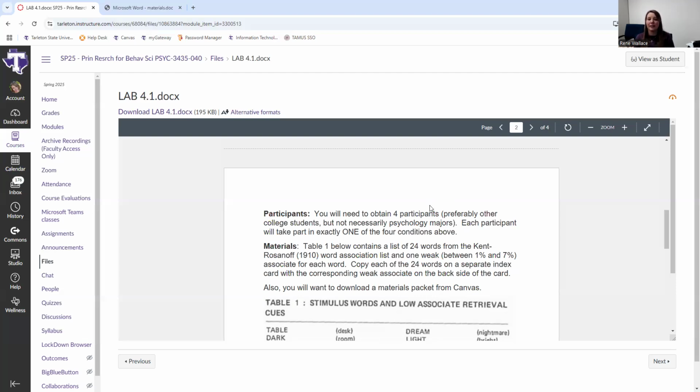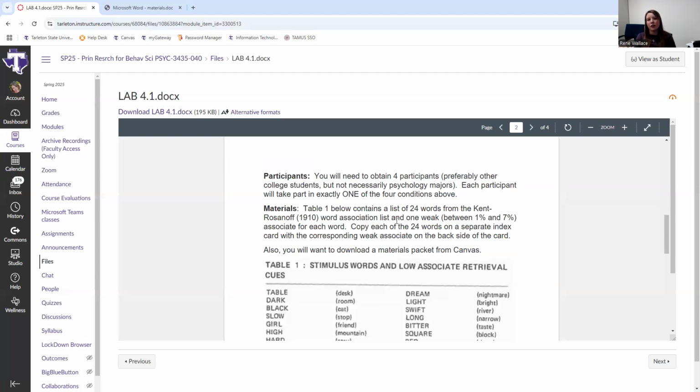Like I said, each person is going to get a different condition. So when you test these participants, if they're all together at the same house or same room or whatever, make sure that everybody else leaves and it's just you and the participant alone, so that your other participants aren't clouded by previous data.